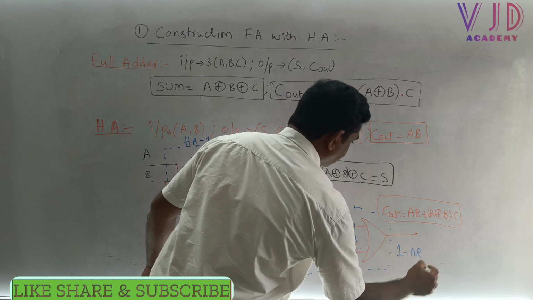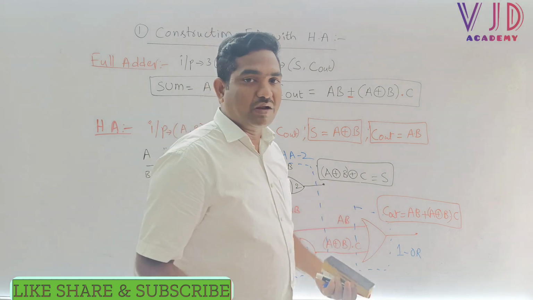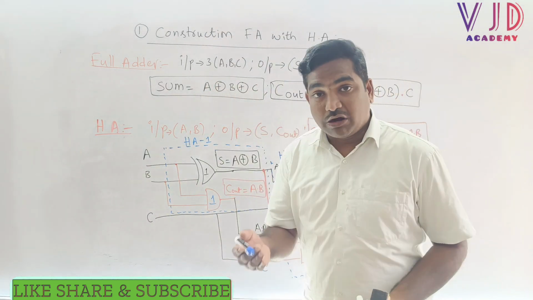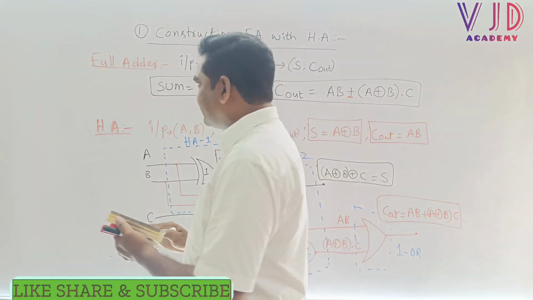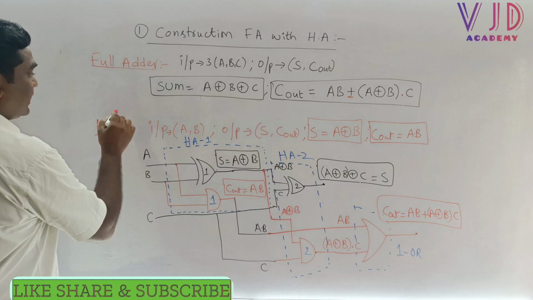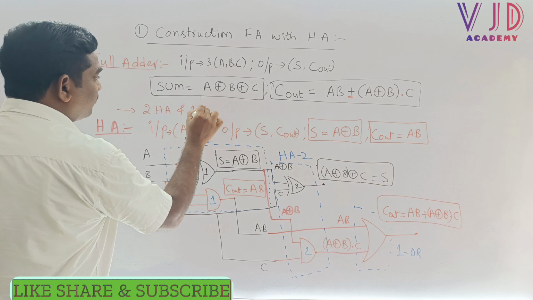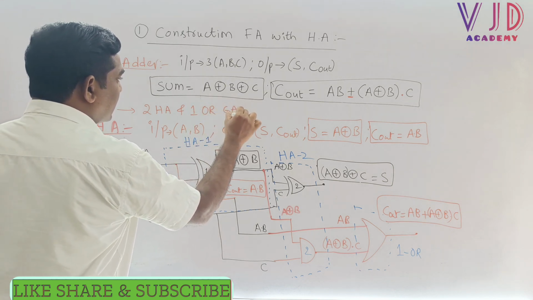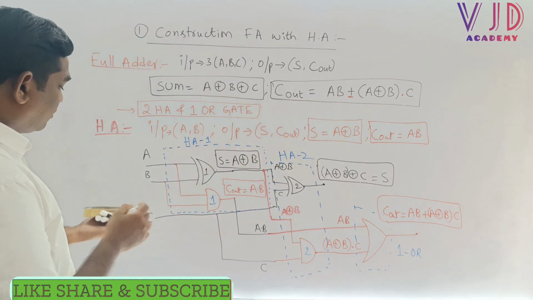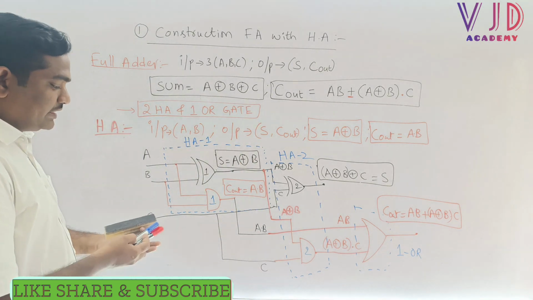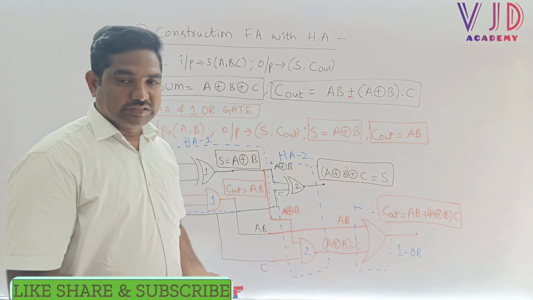One OR gate. Here the question is, how many XOR gates or how many half adders are required to produce the output of a full adder? That is the question we need to concentrate on. Sir, the simple answer is we just need two half adders and one OR gate to produce the output of a full adder. The question is asking like that. Please note it down.